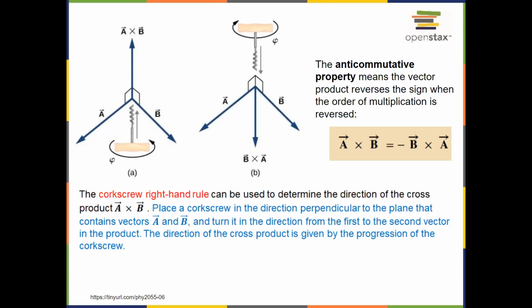All right. So that's why it's called right hand rule there. Okay. And again, it's anti-commutative because if you do A cross B, then it gives you negative of B cross A.